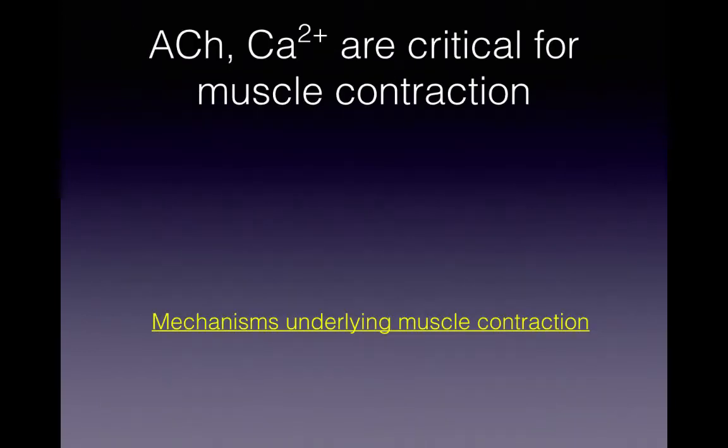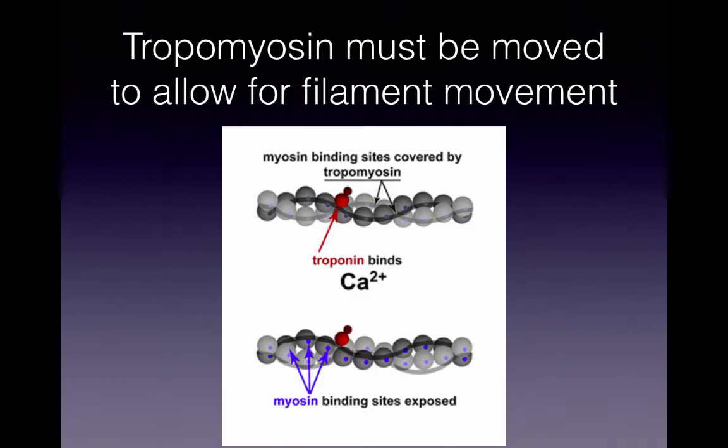In class, I showed a video, and I will put this video up on Blackboard. But essentially, this video denotes the importance of both acetylcholine as well as calcium inside the muscle cell coming from the sarcoplasmic reticulum and their critical jobs in muscle contraction. Why is calcium so important for muscle contraction?